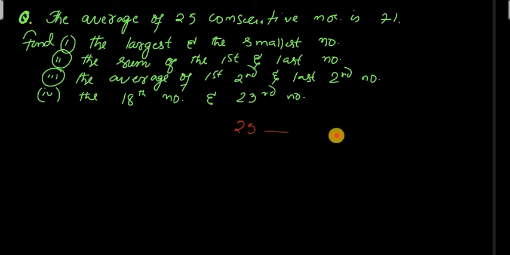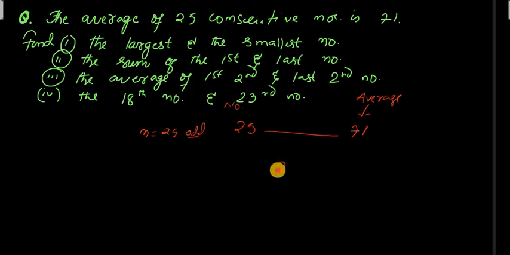Consecutive natural numbers, the average is 71. Question number 1: find the largest and smallest number. The quantity 25 is odd, so the middle number is the average. So 71 is the middle number.